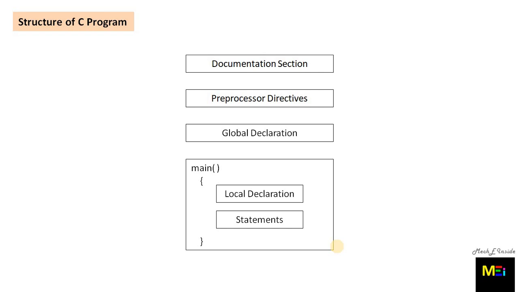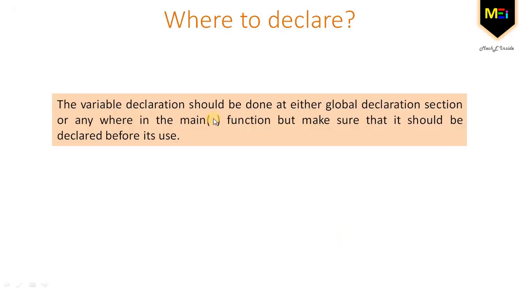Let's recall the structure of a C program. We have already discussed some of the sections in this structure and some are left. The global declaration section or local declaration section are the sections where the variable declaration has to be done, in either of them. For a while, we will consider the global declaration section as the section for variable declaration. So you get an answer to the question of where to declare the variable. The variable declaration should be done either in the global declaration section or anywhere in the main function, but make sure that it is declared before its use.